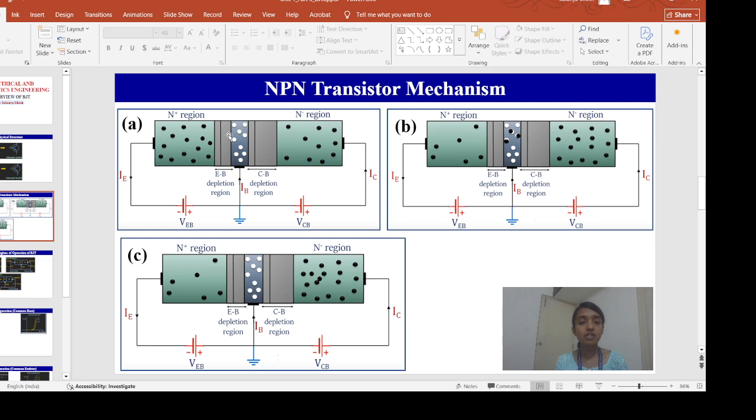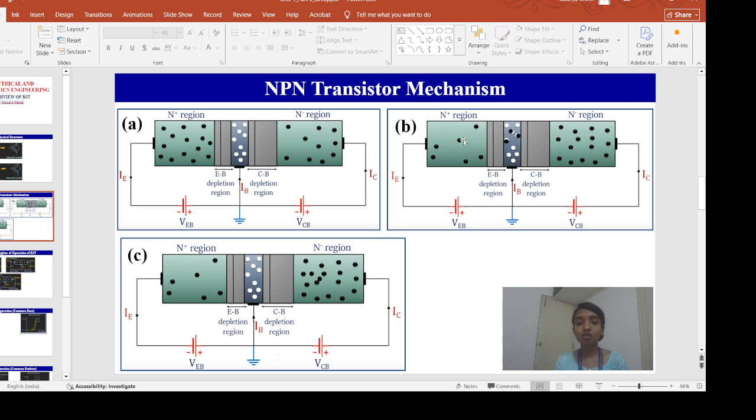Since this emitter base depletion region width is very narrow, or the barrier potential is very low in this region, it becomes very easy. Now we will switch on diagram B. It becomes very easy for these electrons to overcome the depletion region and reach the base. In this base region, all these white colored dots or circles that you are observing are my holes, and these black colored dots are my electrons.